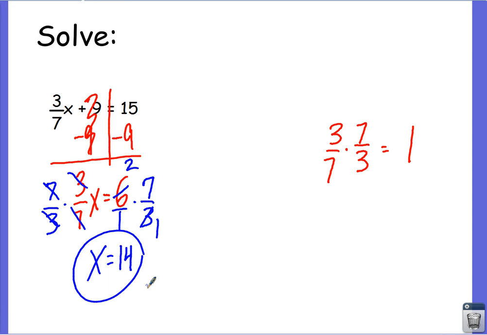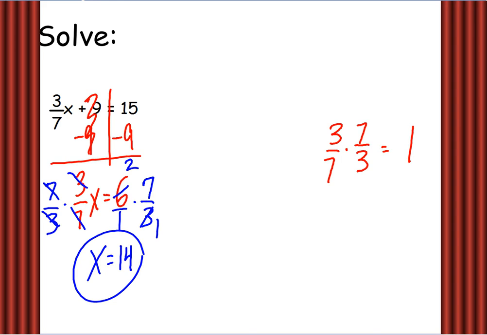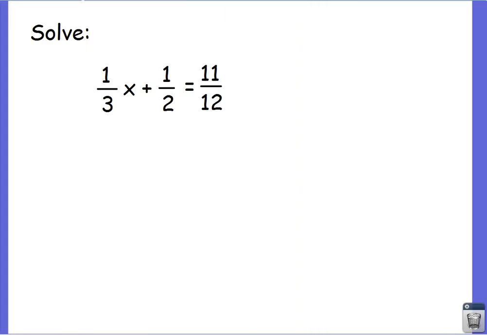Okay. All right. A couple more examples that we wanted to take a look at. On this one, 1/3 x plus a half equals 11/12. Sometimes when you're doing this, you can solve this the way we did before, where I'm going to subtract the 1/2, but now I've got 11/12 minus a half. And the problem that I run into then is I got to get common denominators. Turns into a lot of work.